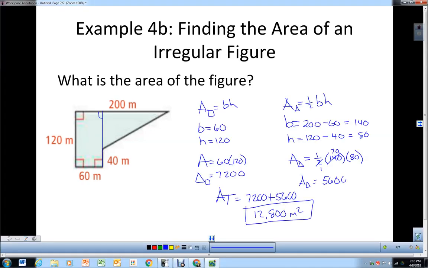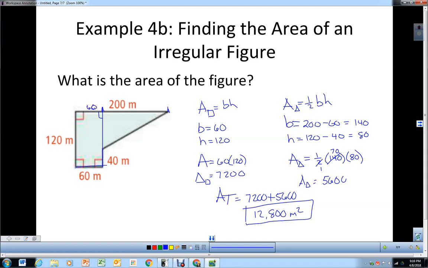All right, so let's check our work. In this shape, I started by drawing this line to create a rectangle and a triangle. The rectangle has a base of 60 and a height of 120, which is what we have here. When we come over to the triangle, we're going to have to make some adjustments. The base is going to go from this point here to this point here. It's no longer the entire side. 200 is the entire length, so we have to figure out the length from here to here. To do that, we're going to take 200 minus the 60, because the distance from here to here is 60.